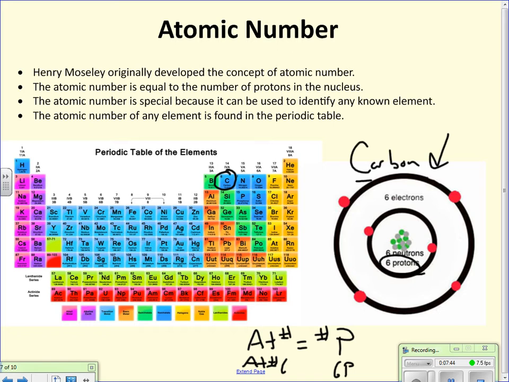So I can use the atomic number to not only locate which atom I have based on the number of protons, but I could also do the reverse. If I know, for example, that I'm looking at maybe titanium here, titanium is atomic number 22. And so titanium has 22 protons in the nucleus. So that's a quick way to tell the number of protons.